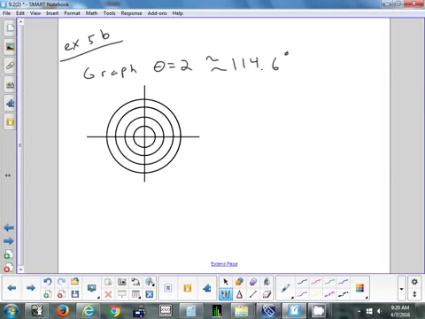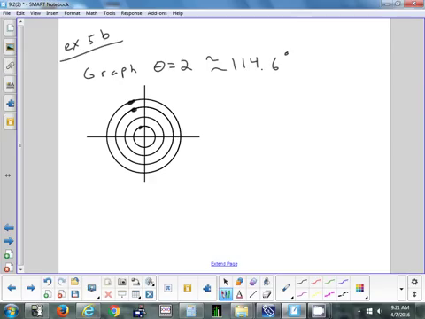So there's no radius here. The radius can be anything you want, but the angle has to be 114.6. Somebody give me a number for the radius. 3. So 1, 2, 3, and then go 114.6. It's a little past 90. Give me a different radius. 1. 1, and then go 114.6. Give me another radius. 4. 4, 114.6. What shape am I getting? A line. It's not perfect, but basically I'm getting a straight line.